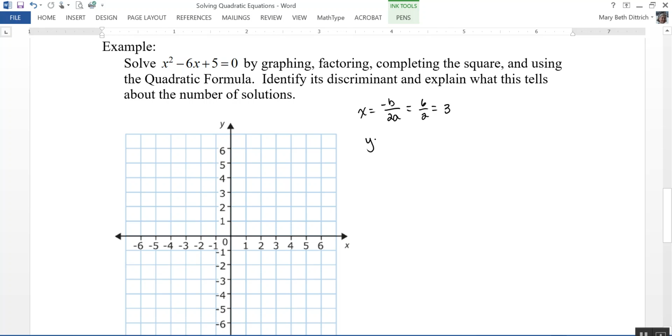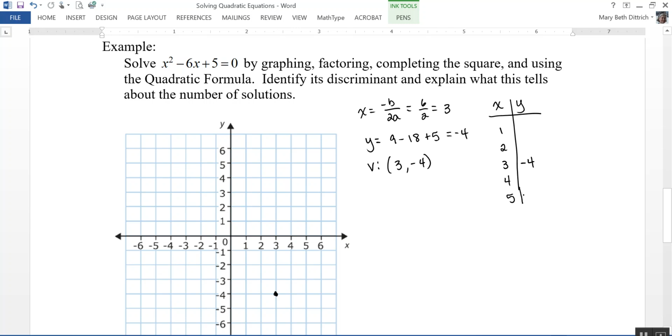The y-coordinate of the vertex is what I get when I plug 3 into there, so 9 minus 18 plus 5 is going to give me negative 4. So my vertex is going to be the point 3, negative 4. And I know that since a is positive, this is going to open upward, so I'll just make a simple table of values here. So 3, negative 4, and I'll do 2 and 1, and 4 and 5.